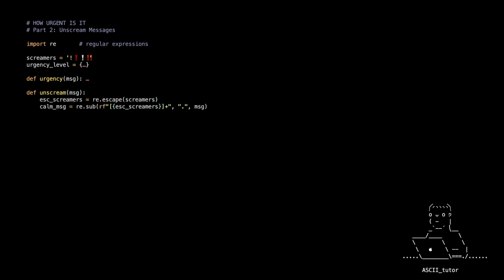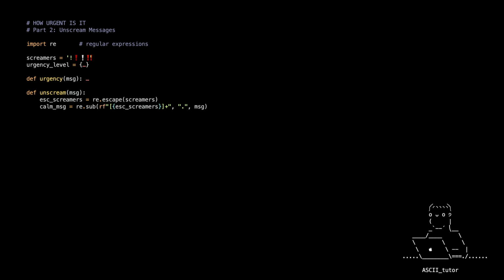First, we get rid of the plethora of exclamation marks and replace them with a single period. We need to escape screamers. This makes sure all the special characters in our list are recognized properly. Then, we define a pattern. In this case, it's every combination of one or more screamers, thanks to the plus after the brackets.